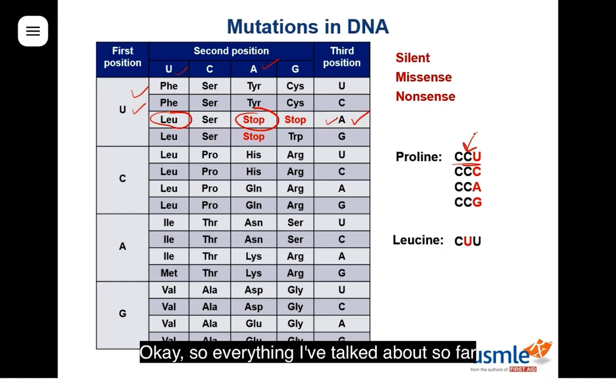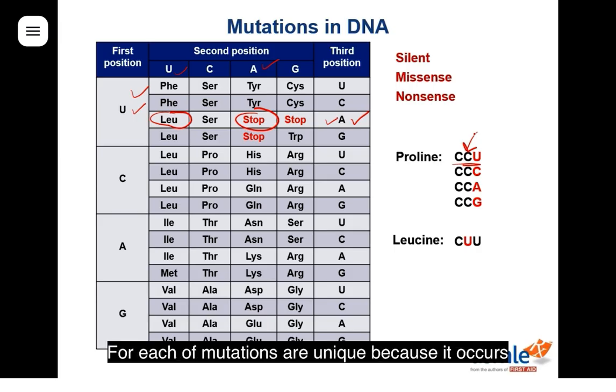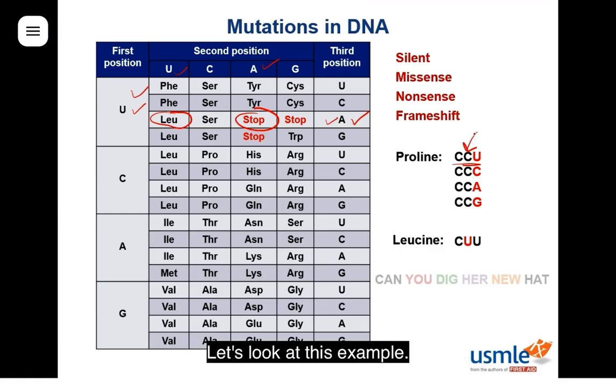Okay, so everything I've talked about so far has been changing one nucleotide base into a different one. Frameshift mutations are unique because they occur when nucleotides are added or removed rather than just changed. Since this throws off the genetic code, everything downstream from the mutation will code for different and wrong amino acids. Let's look at this example.